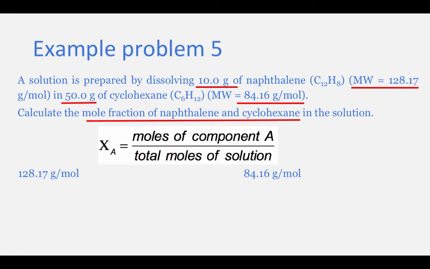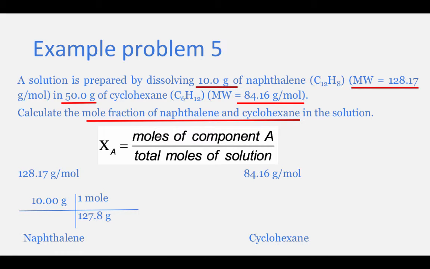To find the number of moles of naphthalene, take its number of grams, 10.0 grams, and divide by the molecular weight of naphthalene, 128.17 grams per mole, to get 0.07802 moles of naphthalene. To get the moles of cyclohexane, take its number of grams, 50.0 grams, and divide by its molecular weight of 84.16 grams per mole to get 0.5941 moles of cyclohexane.